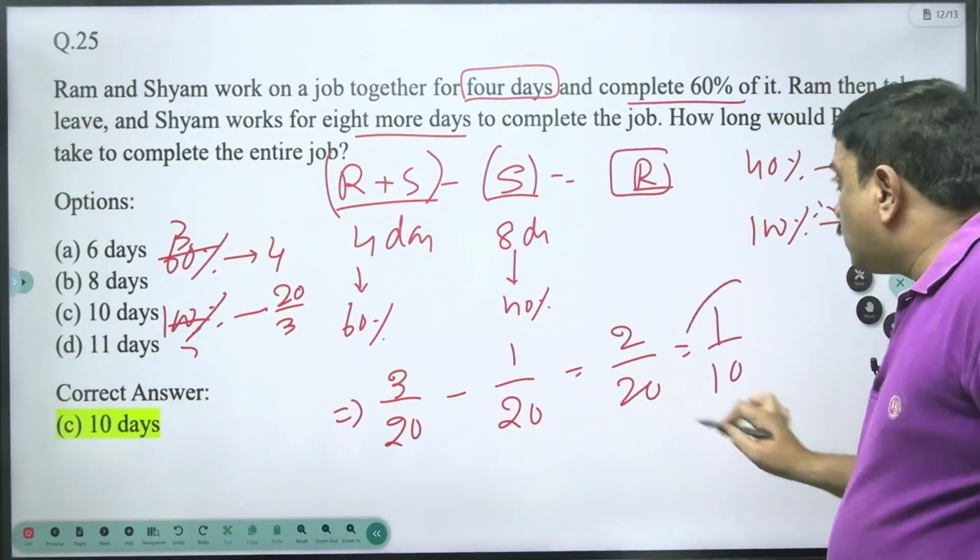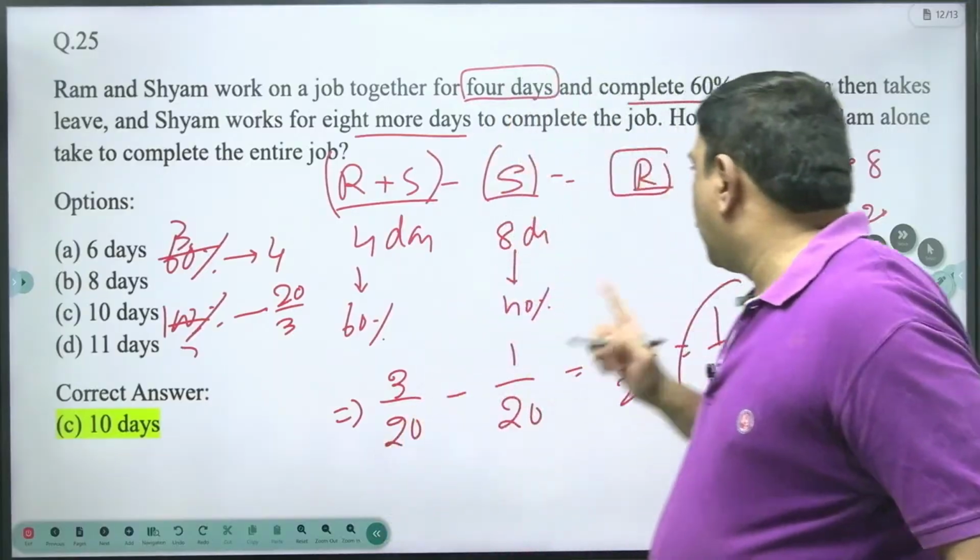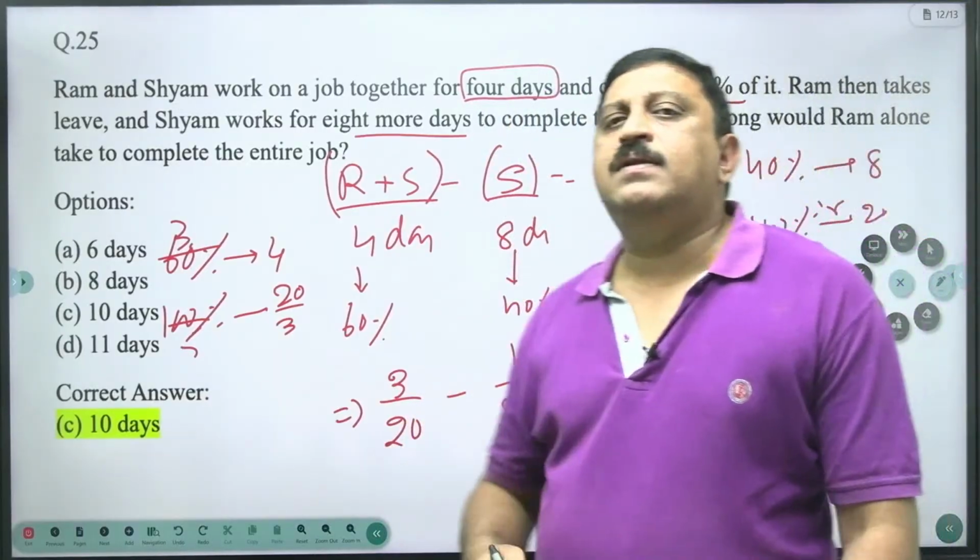1 by 10 means there is no doubt Ram can complete the work in 10 days.